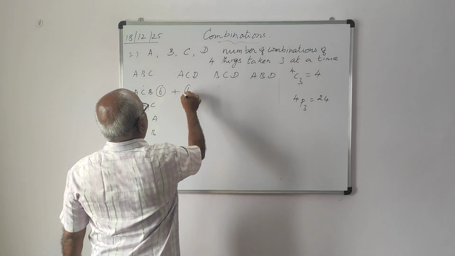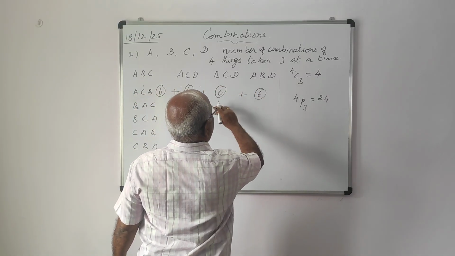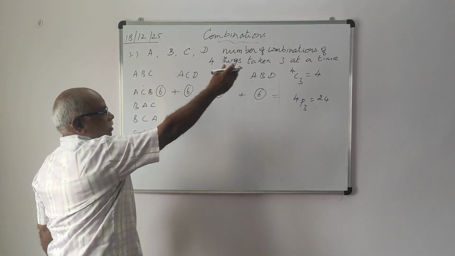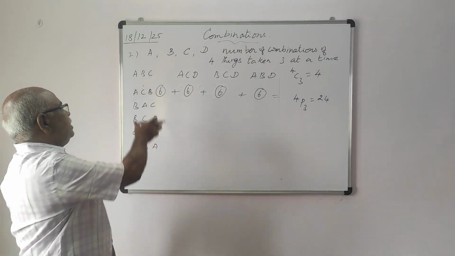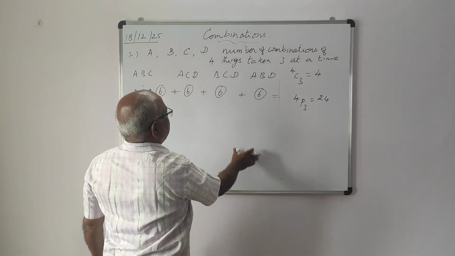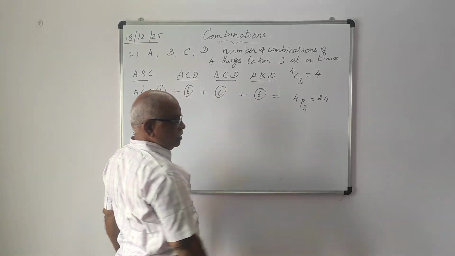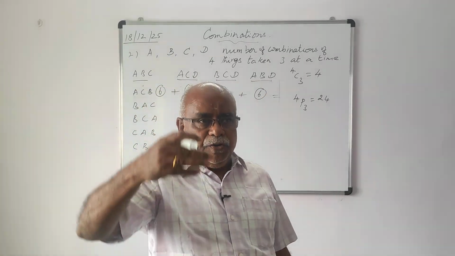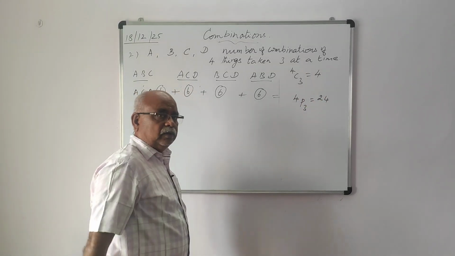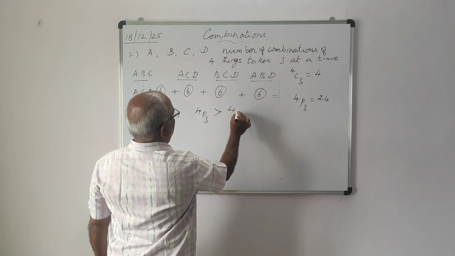Similarly, here also there are 6 arrangements: ACD can be arranged in 6 ways, and ABD can be arranged in 6. Therefore, 4P3 is 24: 1, 2, 3, 4 selections, each with 6 arrangements, so 24. Each and every selection can be arranged in 6 ways. Out of these 4 combinations, we can arrange each combination in 6 ways, therefore totally 24 ways. Therefore 4P3 is 24. Here also 4P3 is greater than 4C3.